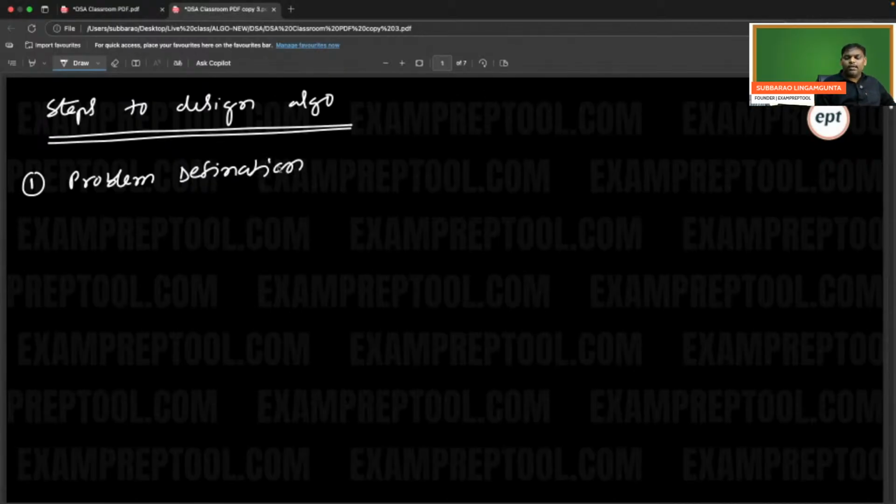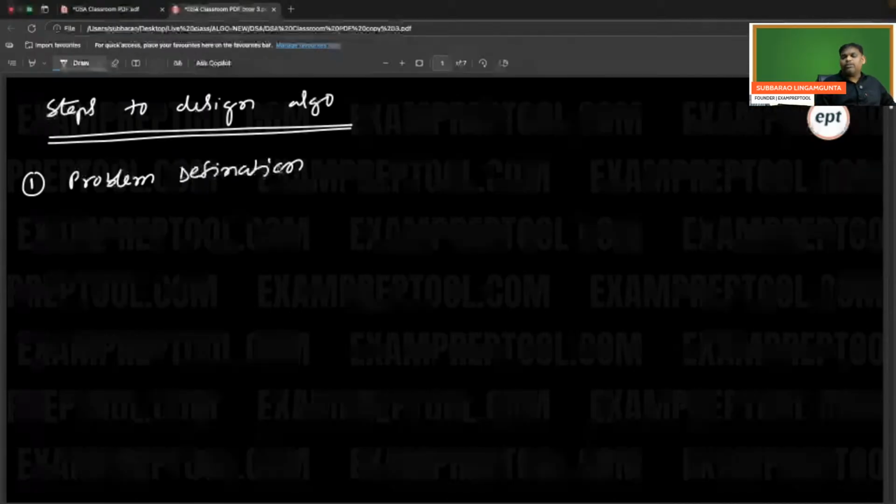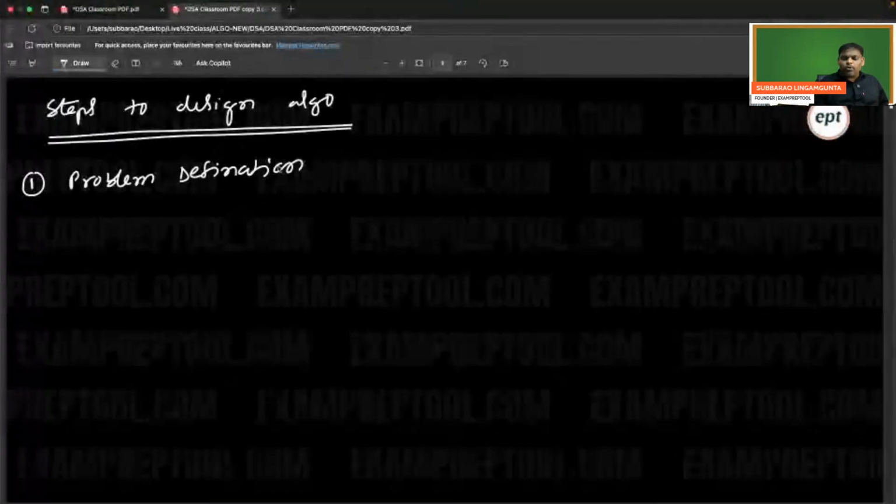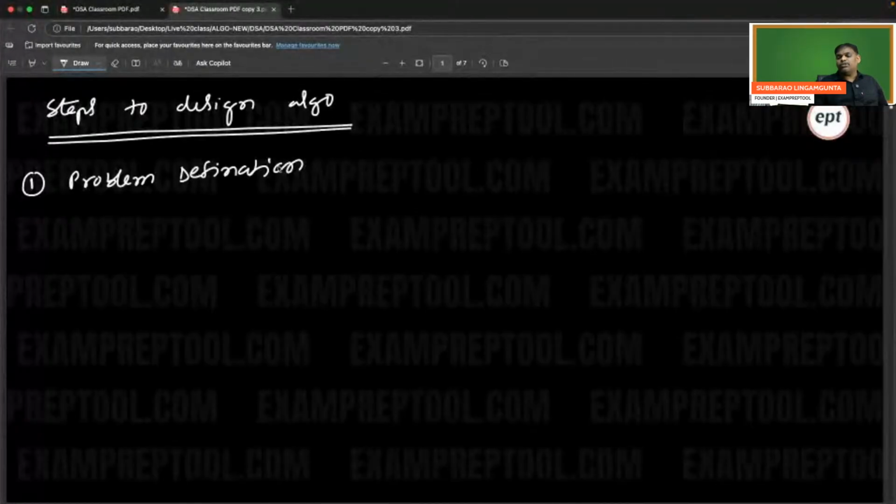Steps to design algorithm. The first step is problem definition, knowing the problem clearly. For any problem, that is called problem definition. What is the meaning of problem definition? Understanding the problem clearly. Knowing the problem clearly is nothing but understanding the problem clearly.